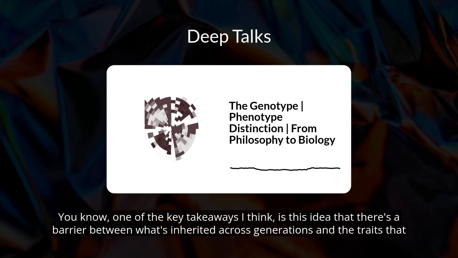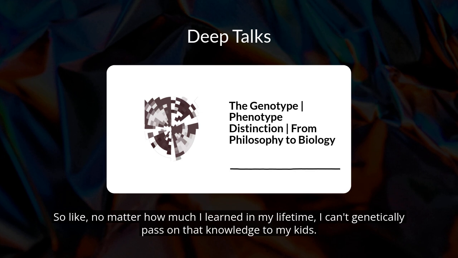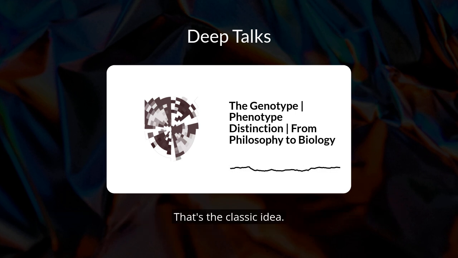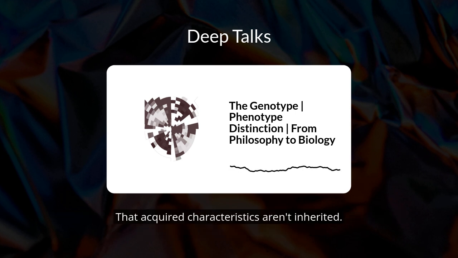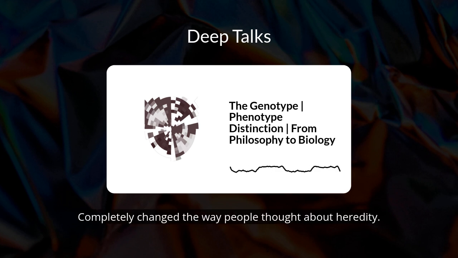One of the key takeaways, I think, is this idea that there's a barrier between what's inherited across generations and the traits that an organism develops during its lifetime. So no matter how much I learn in my lifetime, I can't genetically pass on that knowledge to my kids. Yeah, that's the classic idea. Right. That acquired characteristics aren't inherited. And that was a really radical idea back then. Oh yeah, it completely changed the way people thought about heredity.